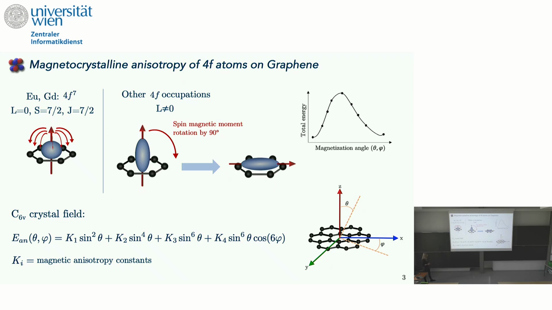And for a hexagonal crystal field, we can use this simple equation, which you can find in any textbook, where we have the K's, which are the magnetic anisotropy constants, and then theta and phi, which are the polar and the azimuthal angle of the magnetization. So they are related to an out-of-plane and an in-plane magnetic anisotropy.